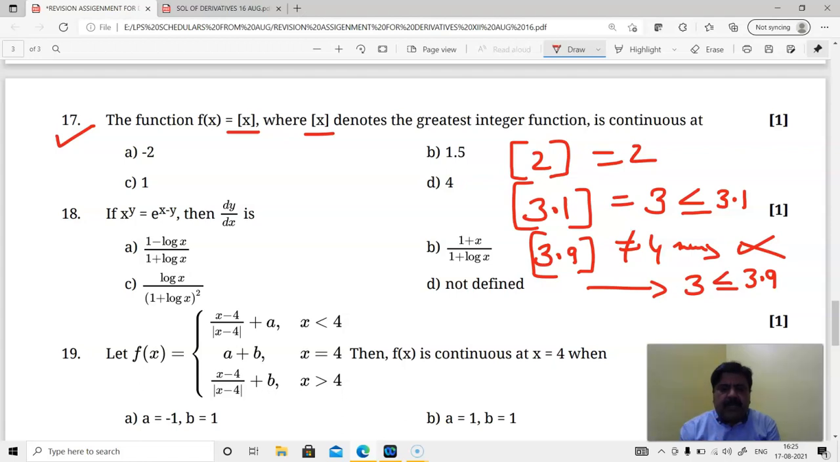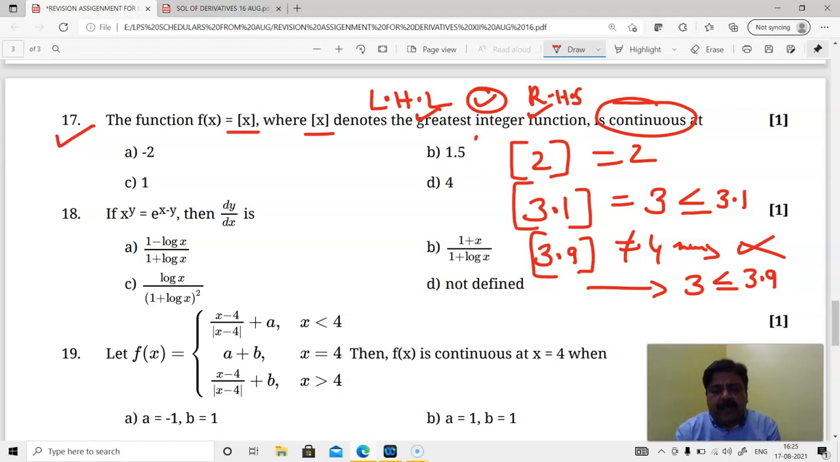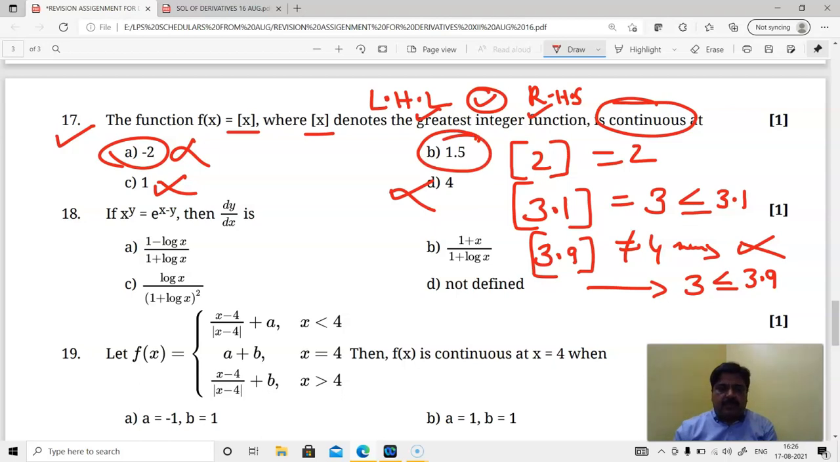But what about continuity? In continuity we need to check the left hand limit, the right hand limit, and the value at the point also. If all three are equal, then only it's a continuous function. So if I put 1 minus, it is going to be 0. If I put 4 plus, we get 4, but 4 minus we get 3, so this is removed. Minus 2, then we do not get minus 2, as minus 2 minus is going to be minus 3. So this one is the correct answer.